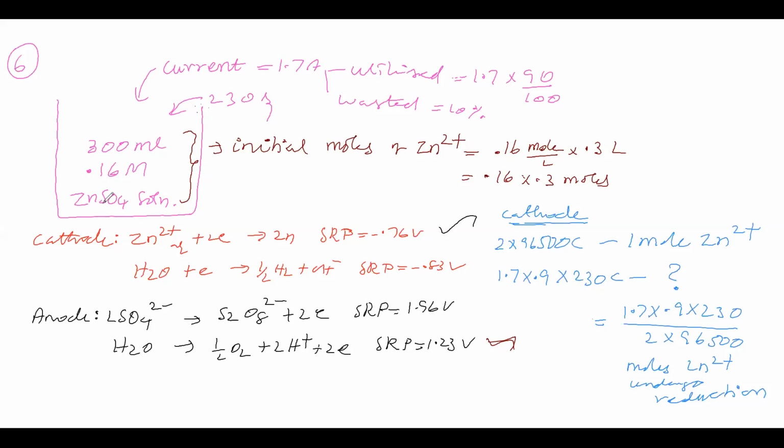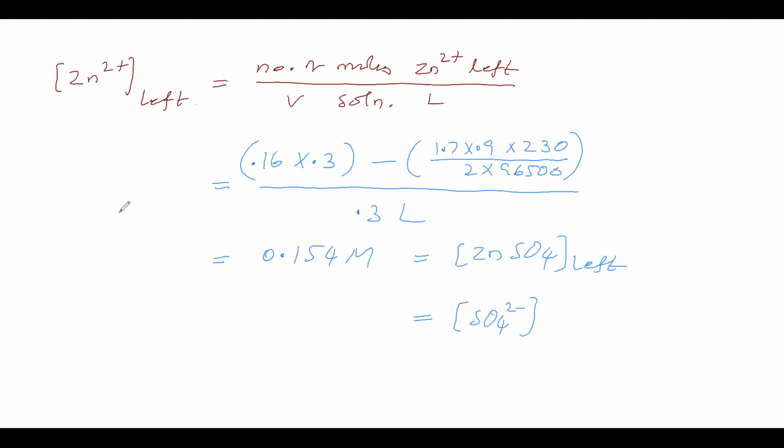So the sulfate number of moles will remain the same, because sulfate is not undergoing any electrolysis. Then what will be the concentration of sulfate? What is the concentration of sulfate after electrolysis? Do you say 0.16, or do you say 0.154 molar?